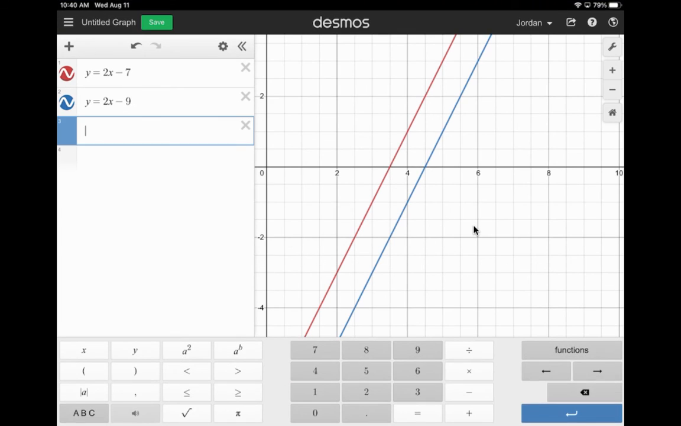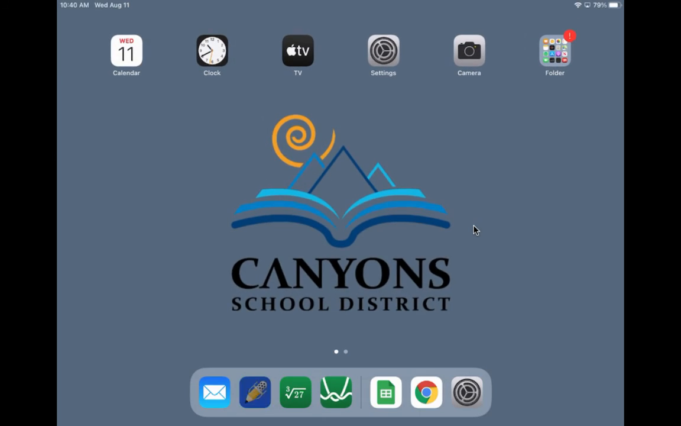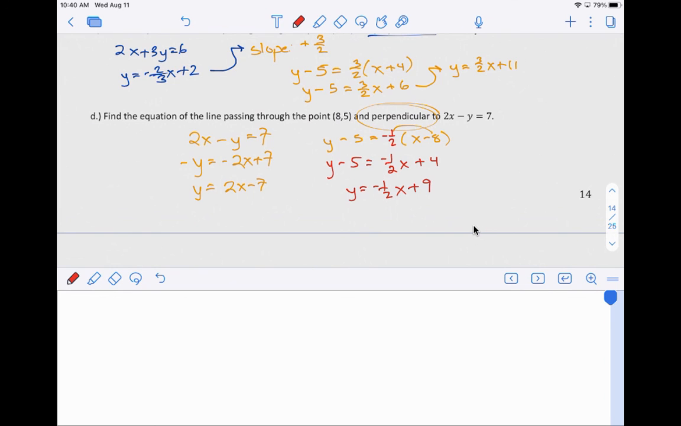But if I plug that one in, y equals -1/2 x plus 9, we get, oh yeah, that's definitely perpendicular to the other one. Whoopsies. Okay, so watch out for that. Make sure you know what you're solving for. This is basically the same idea as example 2.2, so I'm happy it happened there.